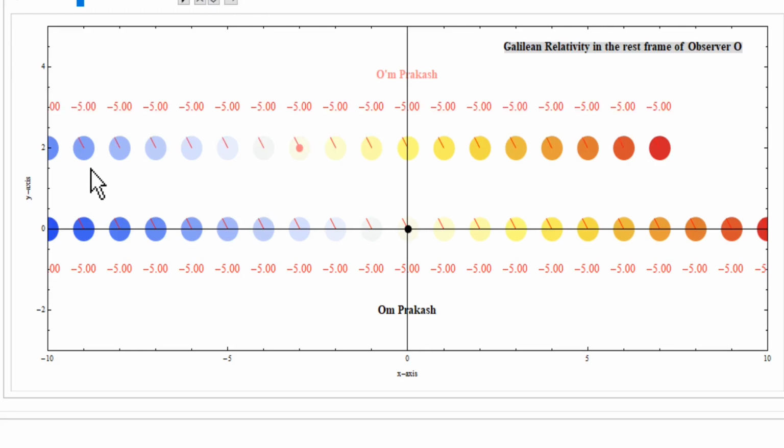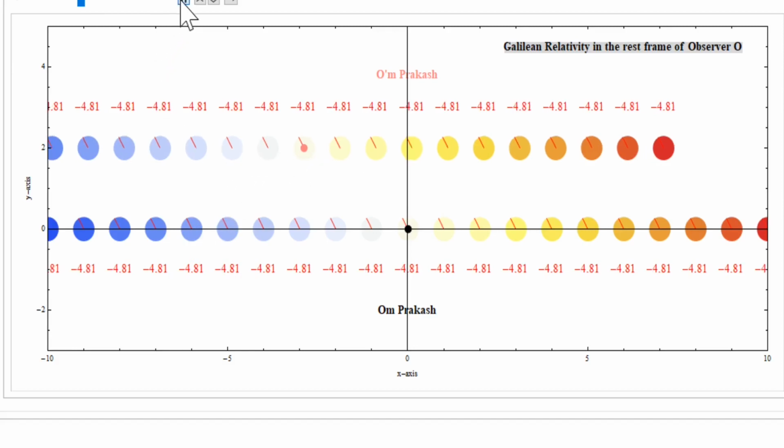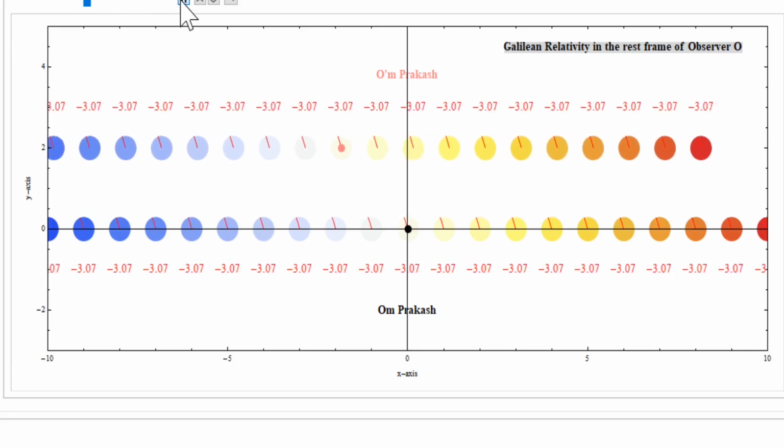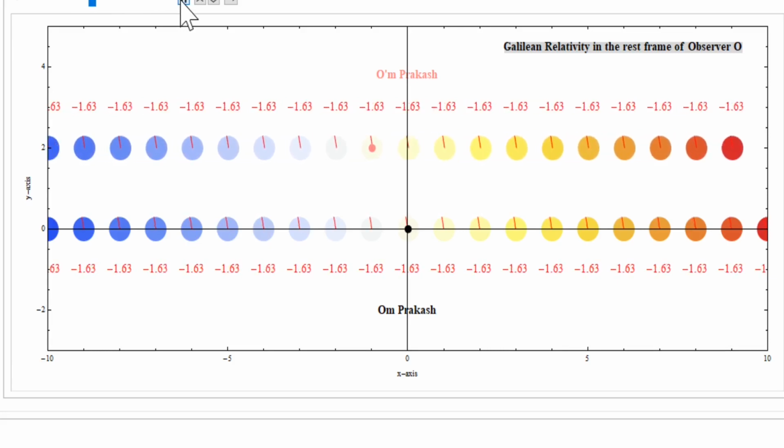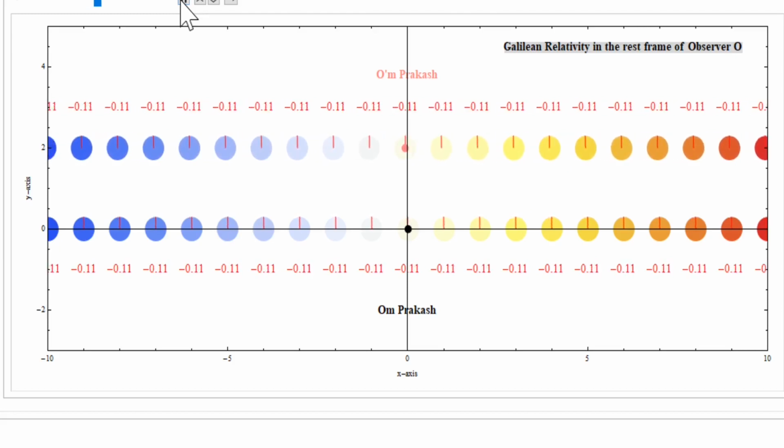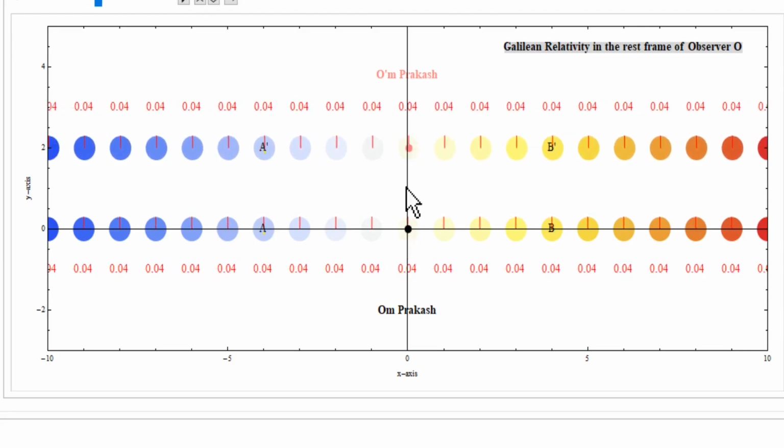So the first thing that you see is all these clocks register the same time. That is, there's no synchronization lag. You look inside the train, every single clock reads the same value. And not only that, as we will see, let's play this forward in time, you'll see that these clocks keep exact pace with the ground observers' clocks. So if I freeze this at the instant where O prime Prakash and Om Prakash cross each other, you see that all the clocks are in sync. So the clocks appear to be in sync and time ticks at exactly the same rate.